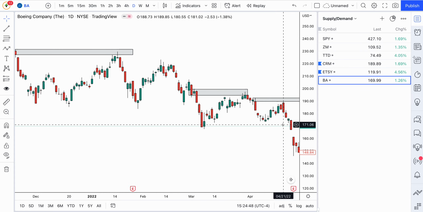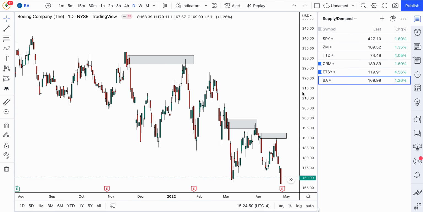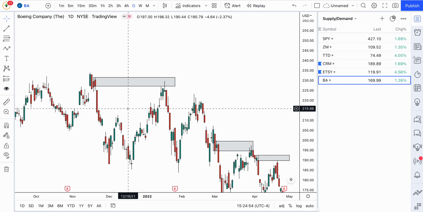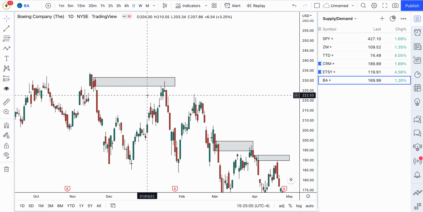Take a look at Boeing. Few examples here. One thing that I wanted to mention as well is gaps. Anytime you see a gap with stocks, that also is going to work as very good zones, because gaps are the fastest price action, right? It technically happens overnight, and it's very, very fast price action.